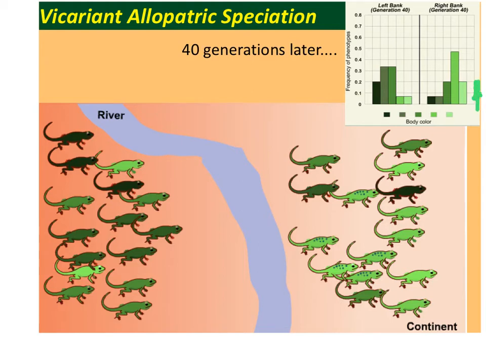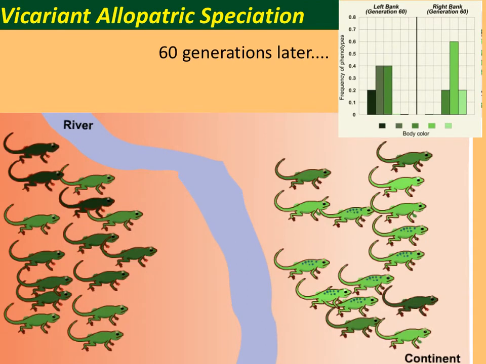Body mutation is becoming more common at the end of selection, right? On the left-hand side, they're becoming darker and darker and darker. There's very few light-colored ones left. On the right-hand side, there's not as many dark, but there's more diversity, and there's body mutation that's accumulating in the population.